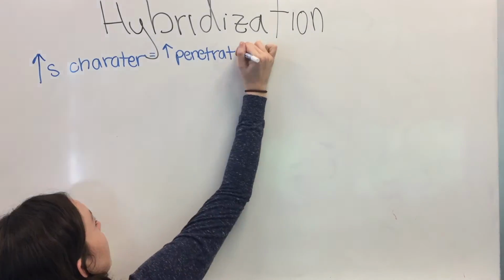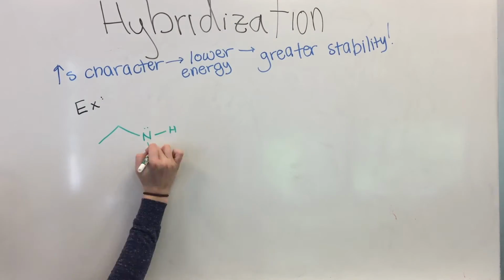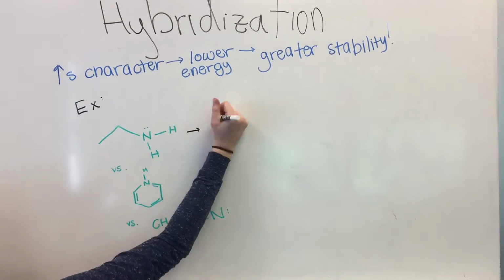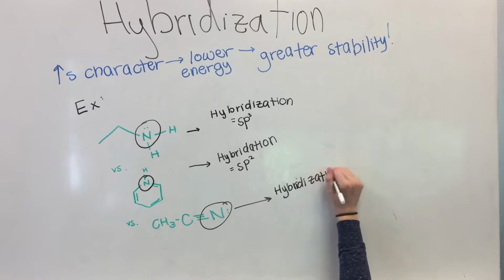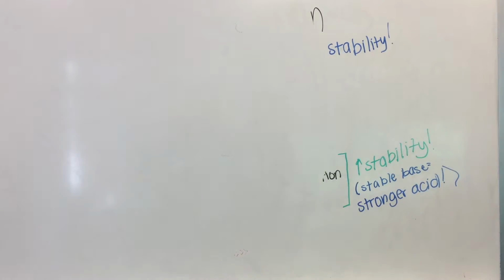Hybridization looks at the hybridization of the atom that the H+ proton would attach to. If an atom has more S character, then it will be less reactive. When comparing sp3, sp2, and sp hybridization, sp will be more stable since it contains more S character, which is lower in energy than p.